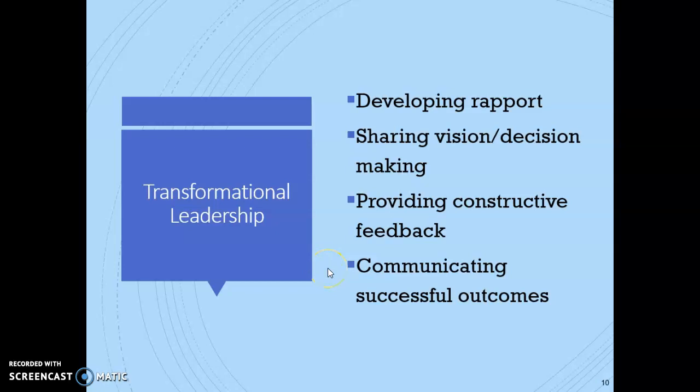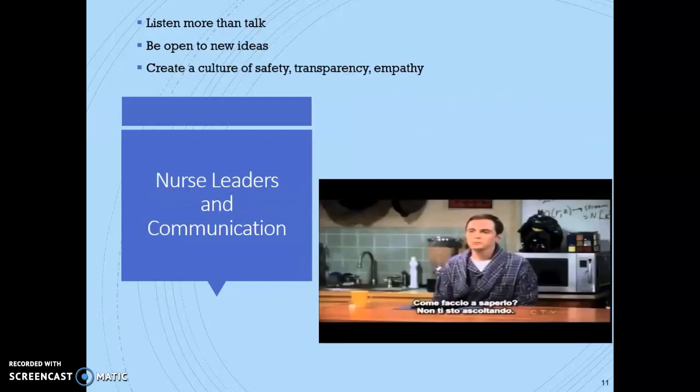We've already talked a little bit about transformational leadership, so I won't reiterate that. Good leaders listen more than they talk. They have to be open to new ideas. They cannot be dictatorial, as we've already mentioned. That style is not very effective. They have to create a culture of safety, where things are focused on safety. They're as transparent as they can be by law, and really show some empathy.